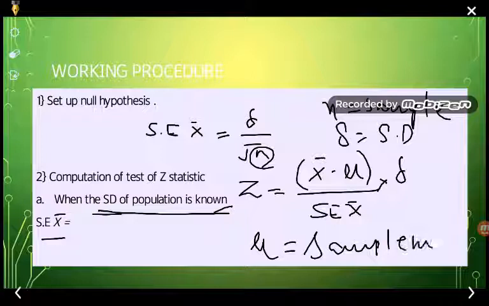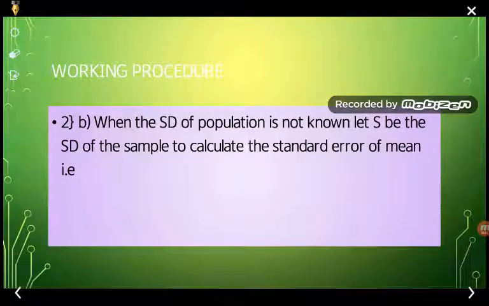Sample mean. So here this is the sample mean, this is the population mean. In this way we have to calculate the Z test where the standard deviation of the population is known. But when a condition reaches where the standard deviation of the population is not known, let S be the standard deviation of the sample to calculate the standard error of the mean. Then the formula will be a little bit different.